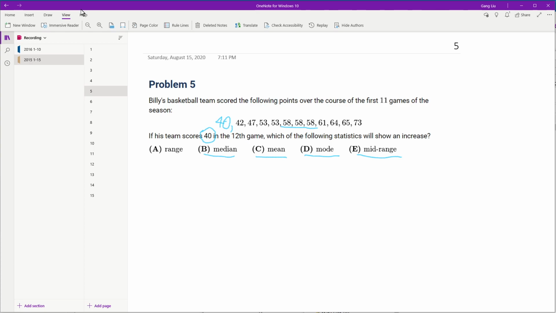The mid-range will also decrease. The only thing that will increase is the range, because 73 minus 40 equals 33, which is bigger than 73 minus 42, the original range. Answer A.